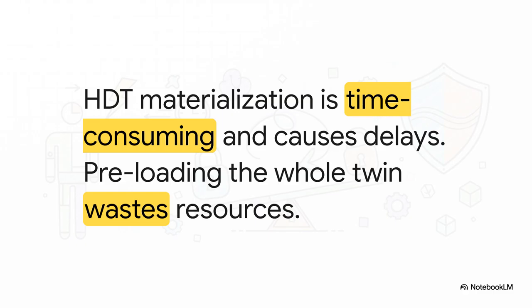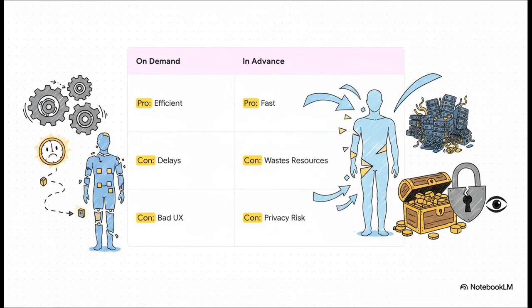So if you try to do that on the fly, you get insane lag. But if you do it all beforehand, well, that's like downloading a gigantic game you might not even end up playing. So we're kind of caught between a rock and a hard place. This slide really lays out the two pretty bad options we have right now. On one hand, we can build your twin on the fly. That saves resources, but it leads to a super laggy, frustrating experience for you.